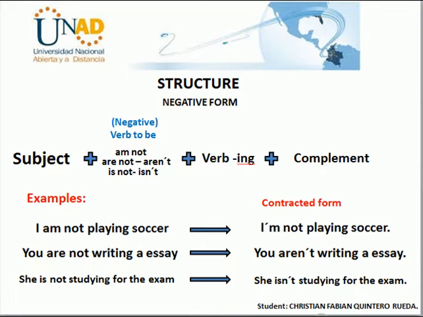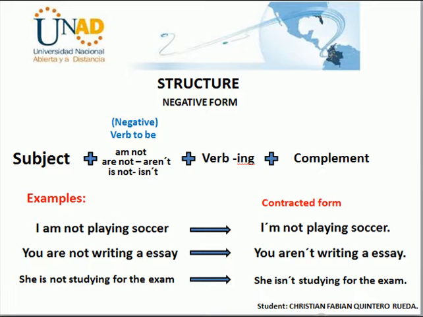Okay, let's continue with the negative form. We have the subject plus the negative form of the verb to be plus the verb with ing plus the complement. Examples: I am not playing soccer. You are not writing an essay. She's not studying for the exam.